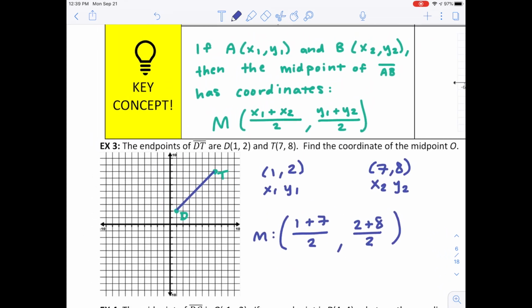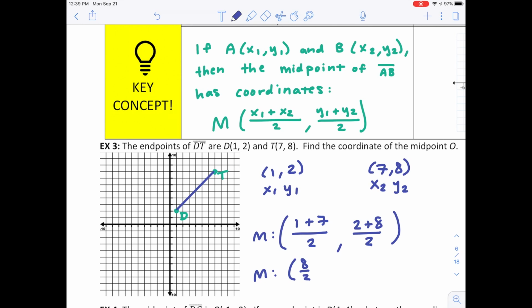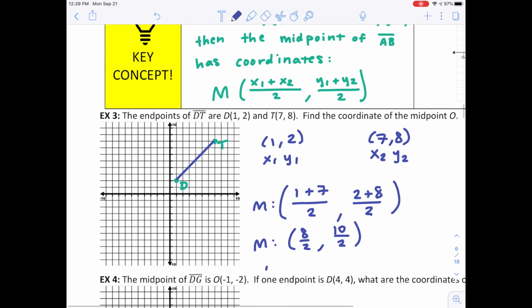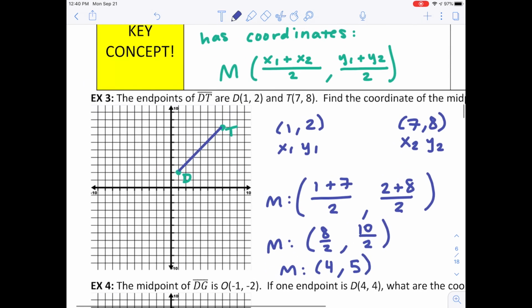Okay, I know it seems like a lot of writing and it looks kind of weird, but you're going to get the process down. So you take the given x's, add them together, divide it by 2. You take the given y's, add them together, and divide it by 2. And then you want to simplify. So 1 plus 7 is 8 over 2. 2 plus 8 is 10 over 2. Last step to simplify, 8 divided by 2 gives me 4, and 10 divided by 2 gives me 5. So according to my math, the midpoint for line segment DT should be the ordered pair 4, 5.